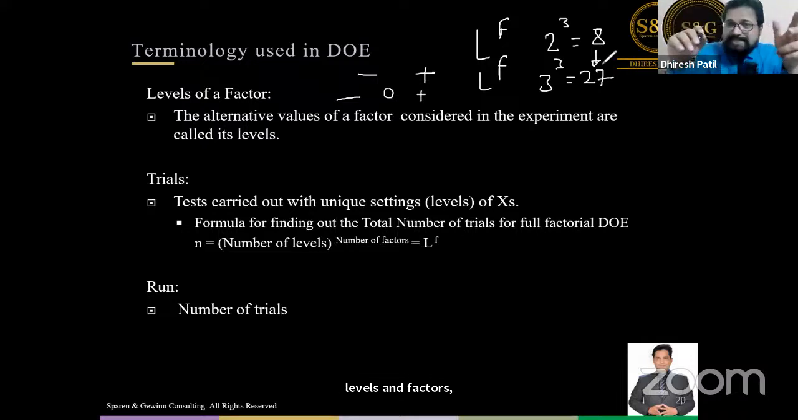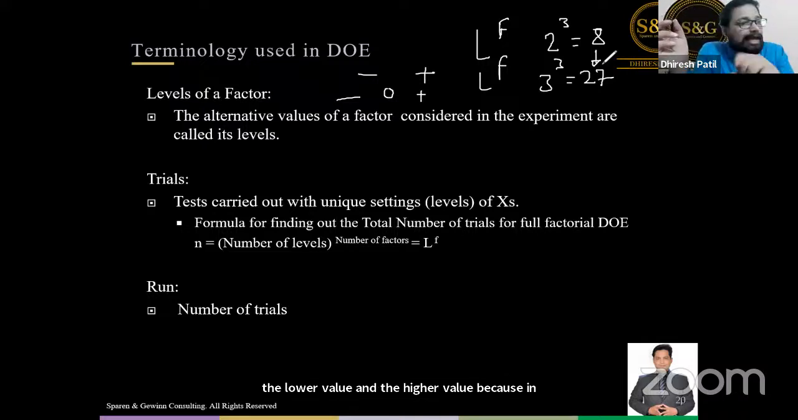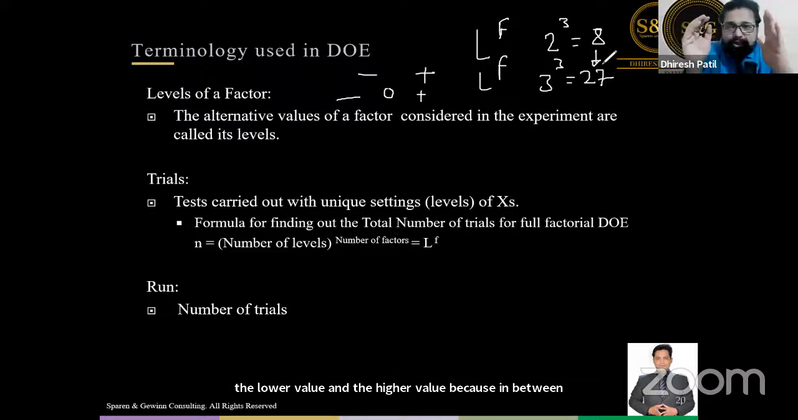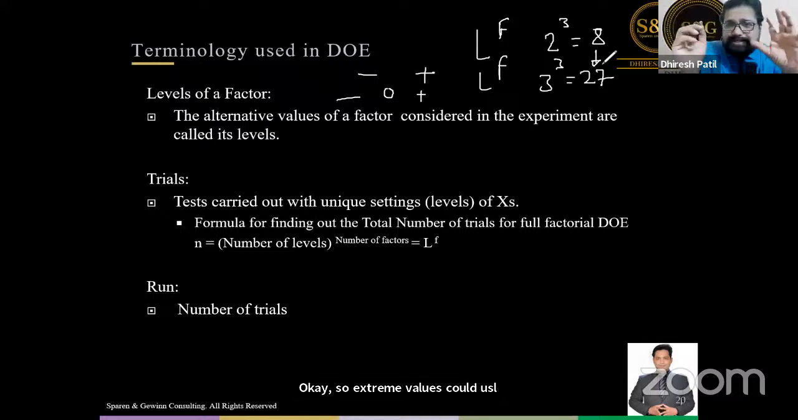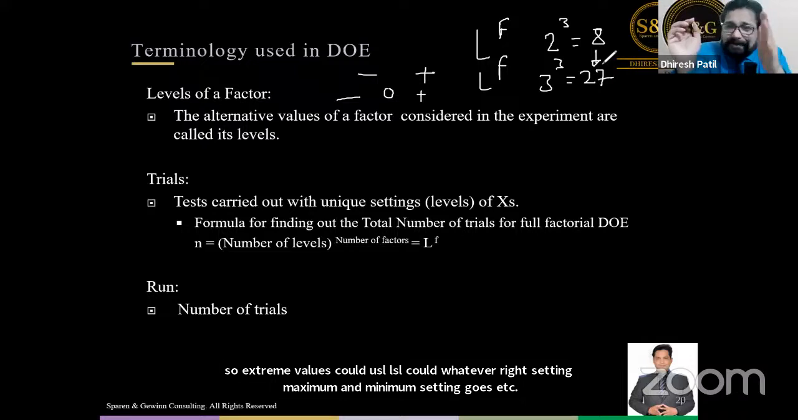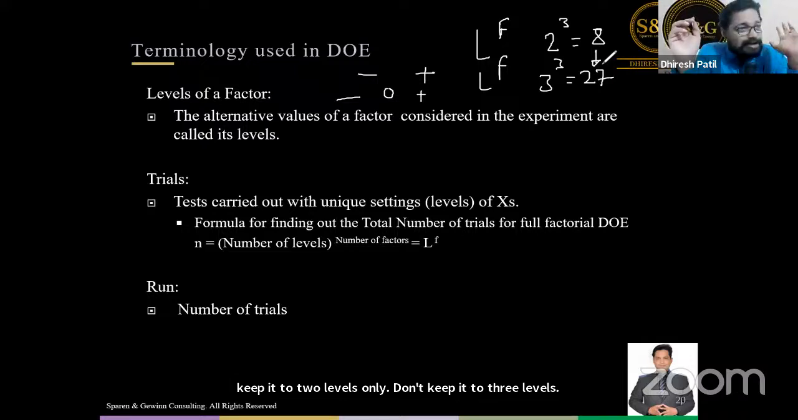So what generally do we suggest? Take the technically extreme values, the lower value and the higher value, because in between we can do some mathematics and statistical calculations. So set the extreme values like USL, LSL, whatever, right? Set the maximum and minimum setting. But keep it to 2 levels only. Don't keep it to 3 levels. In some cases, we have to go for 3 or 4 levels, but that's a separate case. We will discuss it somewhere else.